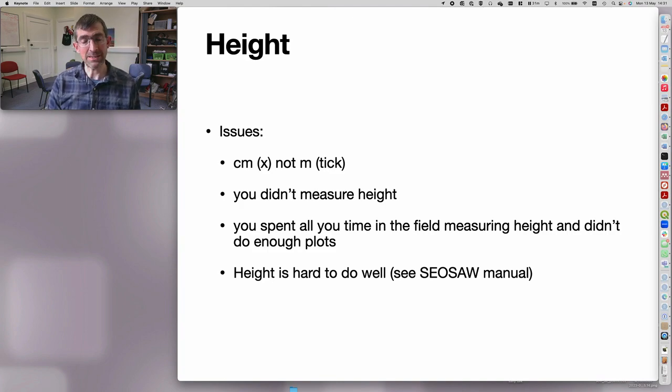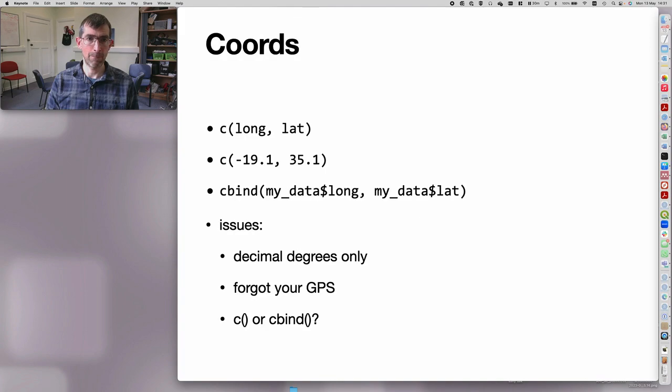So it's a bit of a debated topic, whether you should take a lot of height measurements. It's a real trade-off. The SEOSAW manual goes into it in great detail. But for now, what I'll say is if you don't have height measurements, you can use a height-diameter allometry to estimate it, and that's fine for our purposes today. If you don't have height, remember in the equation, it wanted your coordinates, and they have to be in the order long and then lat, which is a bit funny.